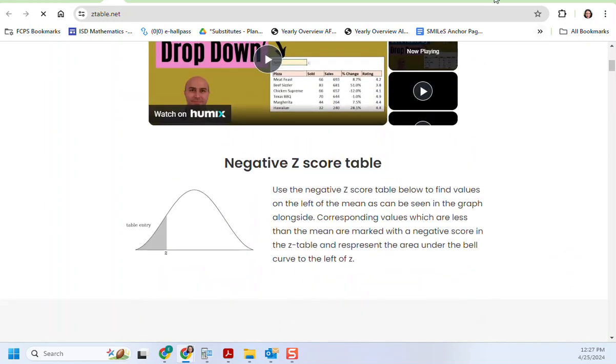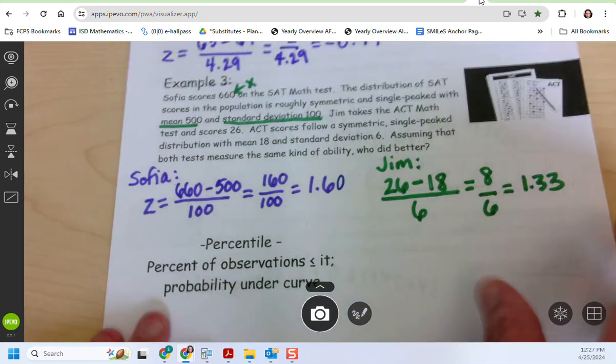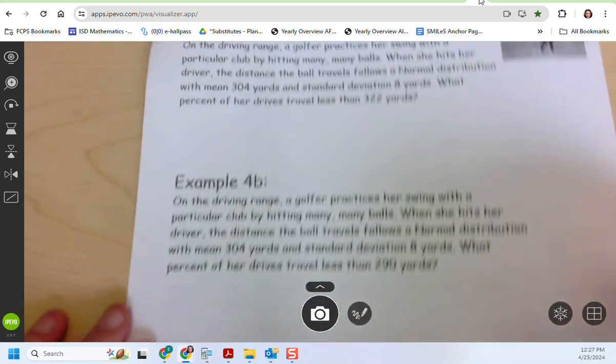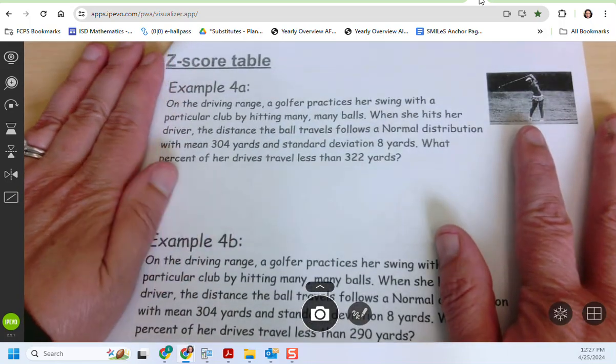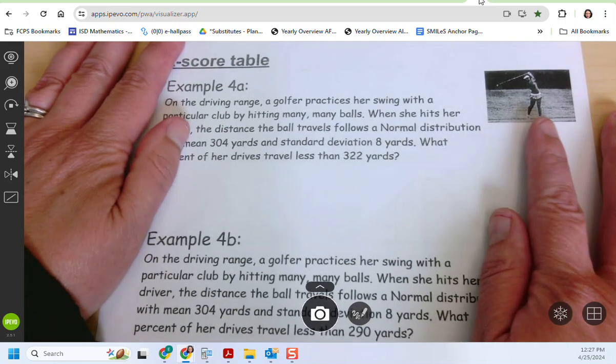All right, I'm going to go back to my worksheet though. So we're going to use the z-score table to solve this next problem. Hopefully it will have finished loading by then.